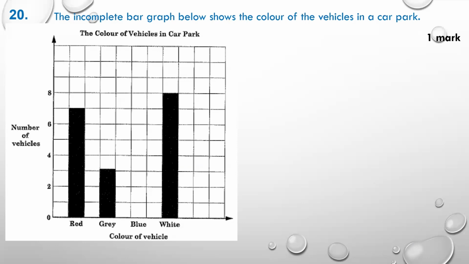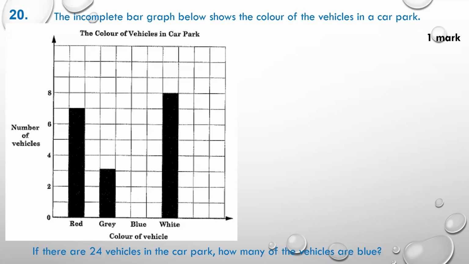Gray would be 3. There's a little extra there, but it's 3. It has to be a whole number. It can't be part of a vehicle. We have no idea what's going on with blue, but white, there are 8 vehicles. So if there are 24 vehicles in the car park, how many of the vehicles are blue?